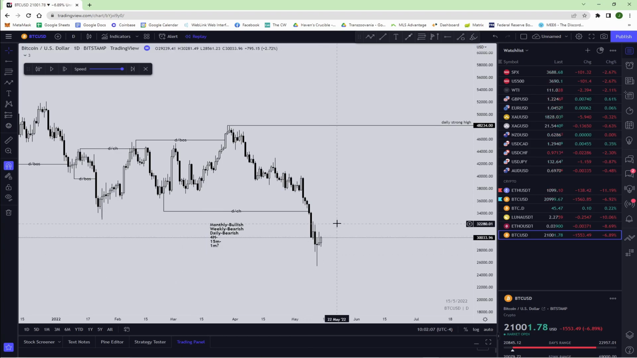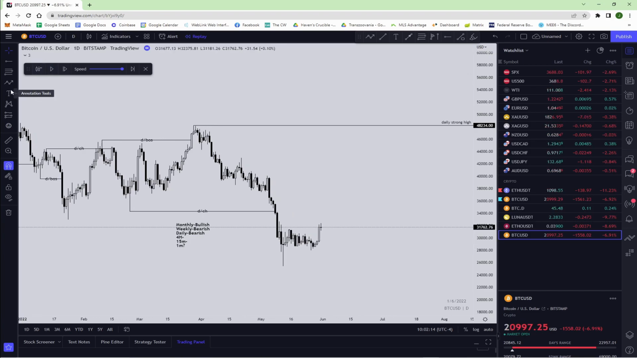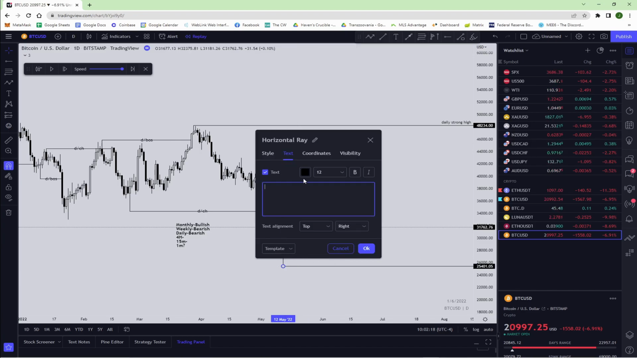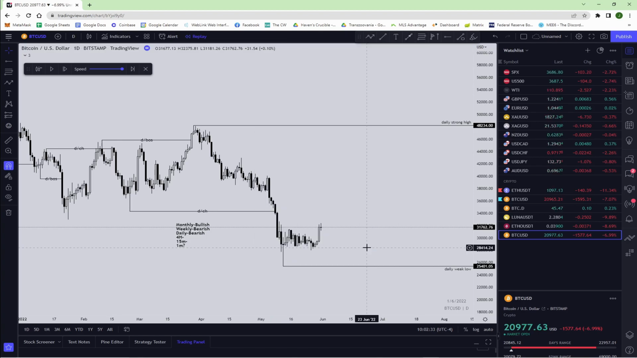We are in a bit of a pullback, so let's let that play out. Yeah, that's a pullback, my friends. It's definitely a pullback. So now this becomes our daily weak low. I don't have one saved for that, so let's do it right now. You can see it in action. So now we have our daily weak low here, our daily strong high here. Anything in between is inner structure.